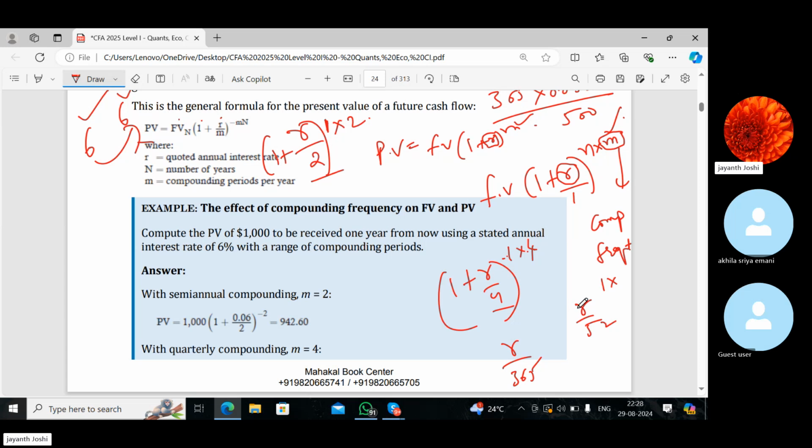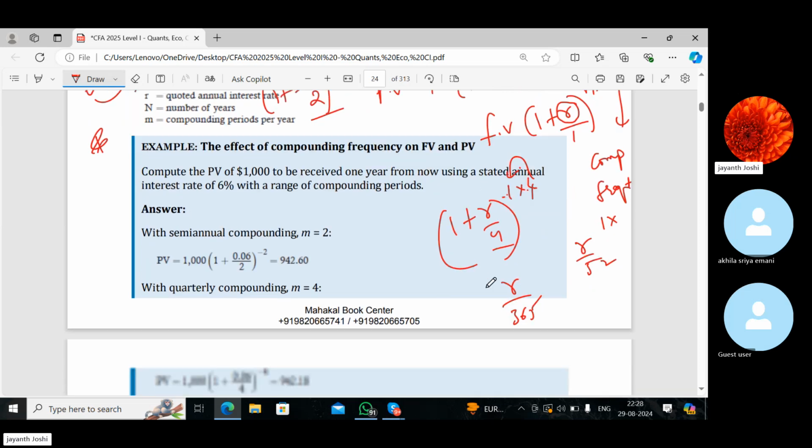Now, they are telling me to keep minus, I don't know why they are saying to do minus. I don't understand. It's very simple. In the power, you just have to do compounding frequency into number of years. Okay, now I will explain this question to you.